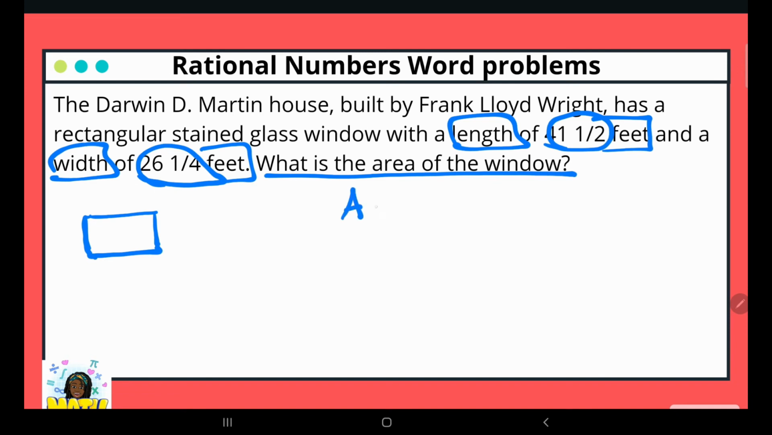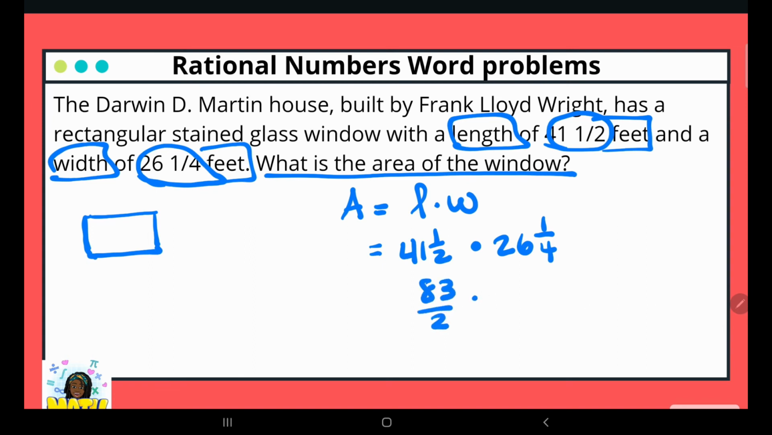So first I need to think about, how do I calculate the area of a rectangle? And the area is equal to length times width. So now I can go ahead and plug in my numbers. So 41.5 times 26.25. So now these numbers are a little bit on the bigger side, but we can still work with them just the same. 41 times 2 is 82, plus 1 is 83 over 2, times 26 times 4 is 104, and that's going to be over 4.